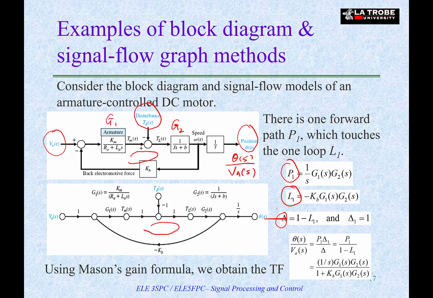After that, we should look at delta 1. Delta 1 is a portion of delta with the loops touching the first path removed. Since we only have one loop, and this loop does touch the first path, the only thing left in delta is unity 1. After we find all this information, we just need to assemble them to obtain the transfer function theta(s) over Va(s).